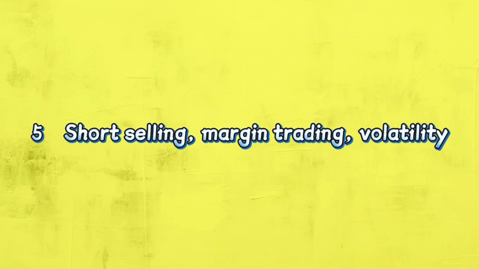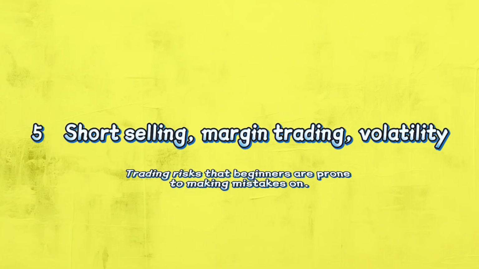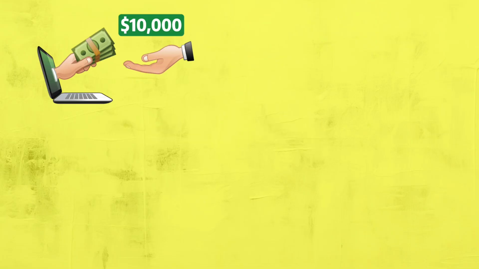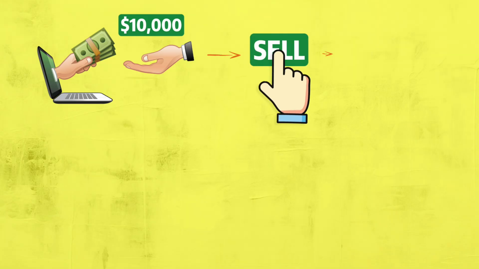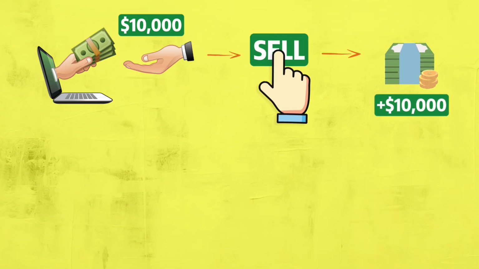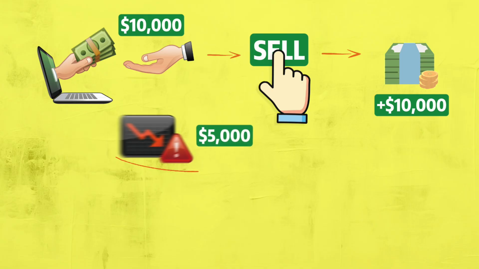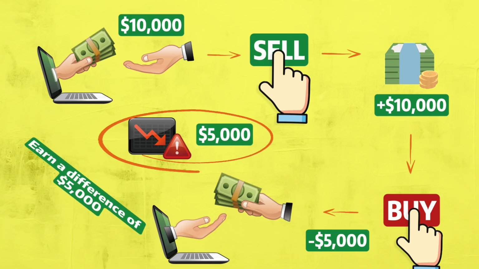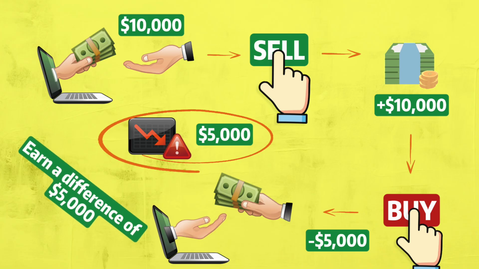Chapter 5. Short selling, margin trading, and volatility. These are the terms beginners must understand before taking risks. 1. Short selling. Short selling is a method where you sell a stock you do not own by borrowing it first. You sell it at a higher price, hoping to buy it back later at a lower price and return it. If the price drops, you profit. If the price rises, your loss can grow without limit. That is why short selling is considered extremely risky.